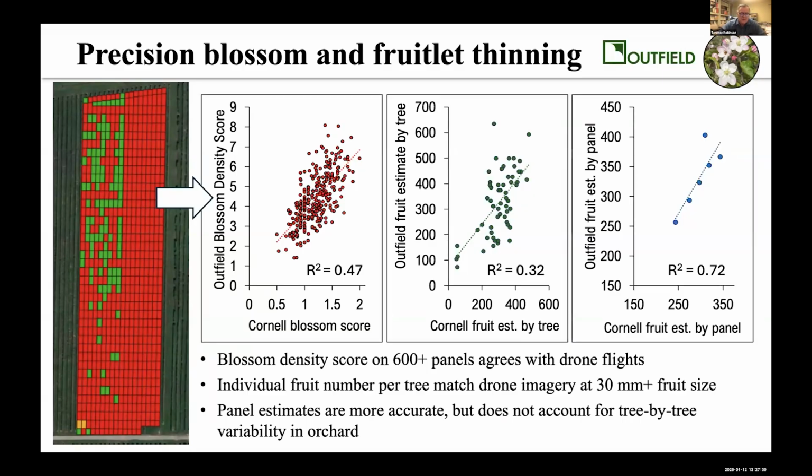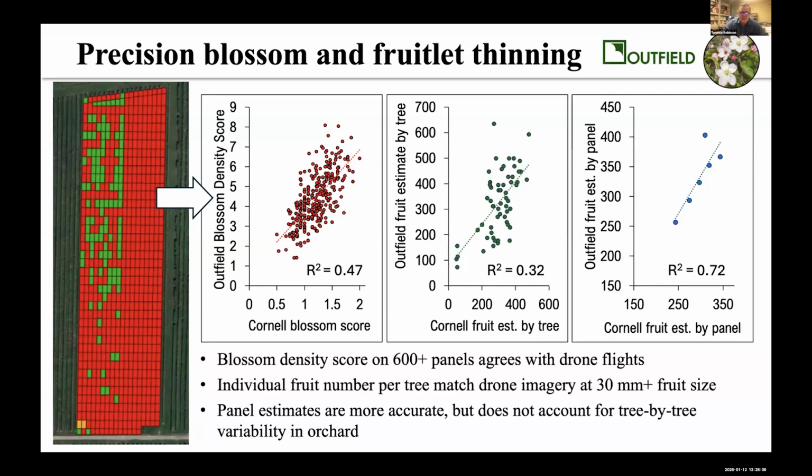One of the problems with this is some trees might be heavy blooming and some might have no bloom, and the average score would be medium bloom, but we were going to spray the panel according to the average blossom density. Brian walked that orchard and gave his own Cornell visual score to each panel and compared it against the Outfield camera developed score for each panel. That's the first chart on the left, showing a relatively good relationship between what they scanned with their camera and what we saw with our eyes.